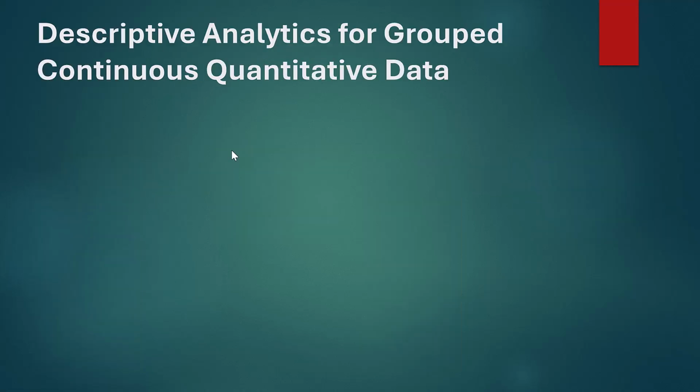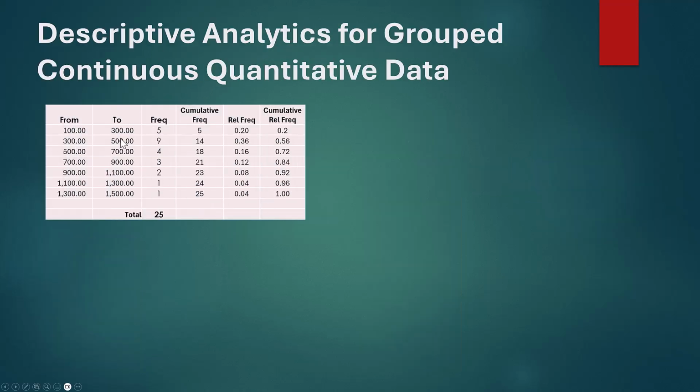So once you have the frequency table, we can extend this table to include a cumulative frequency column, a relative frequency column, and a cumulative relative frequency column. So what's cumulative frequency? First frequency is the same. Second one is cumulative, that is 5 plus 9. So previous plus the new. Previous plus new, 18. Previous plus new, 21, and so on.